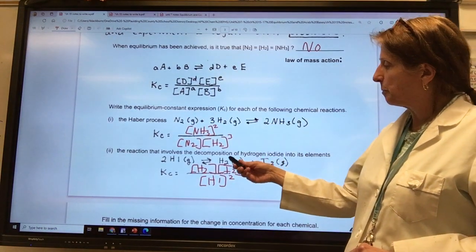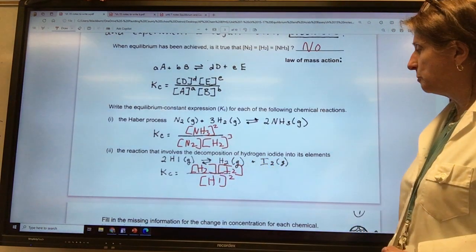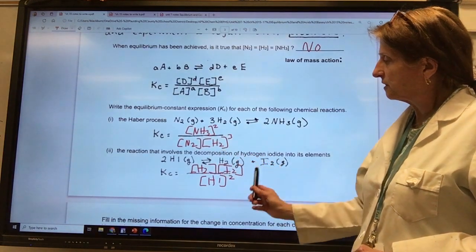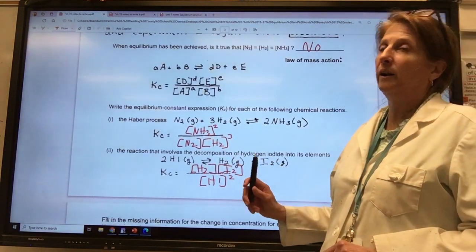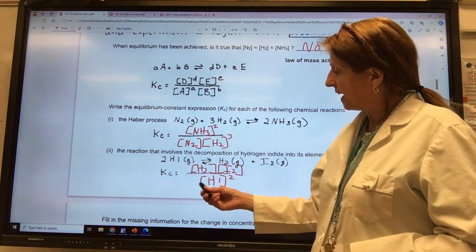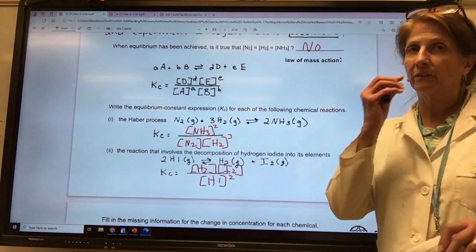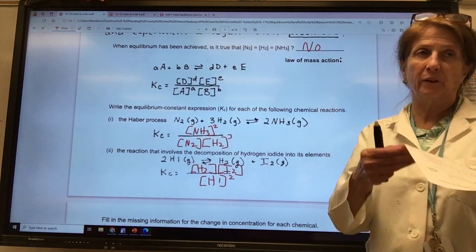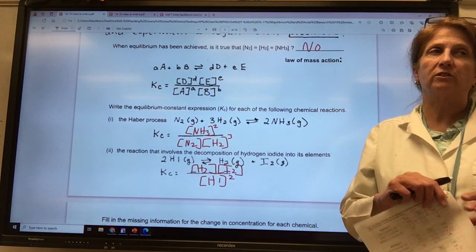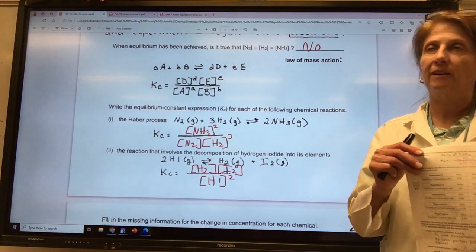Okay, so here's another one. Here are the products. They're written in the numerator. They don't have coefficients, so they don't get a power. They're, well, 1, but you don't write it. That's the reactants. It goes in the denominator, raised to the second power. So I think they're really easy when they don't make you use any numbers and you just have to write the expression. I always like that one.